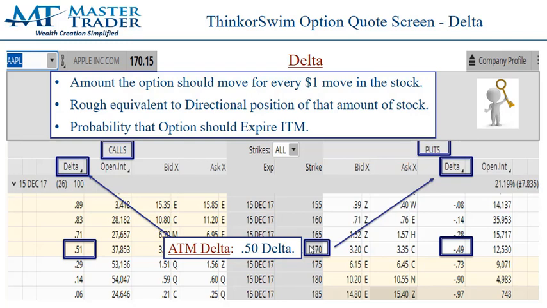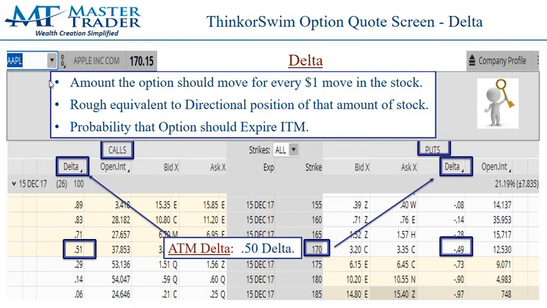1.0 is what stock is. Let's look at these 3 descriptions of delta. It's an amount that the option should move for every $1 move in the stock. The 170 at the money, if Apple goes up $1, your 170 call option should go up roughly 50 cents. If Apple goes down $1, your 170 put should go up in value roughly 50 cents.